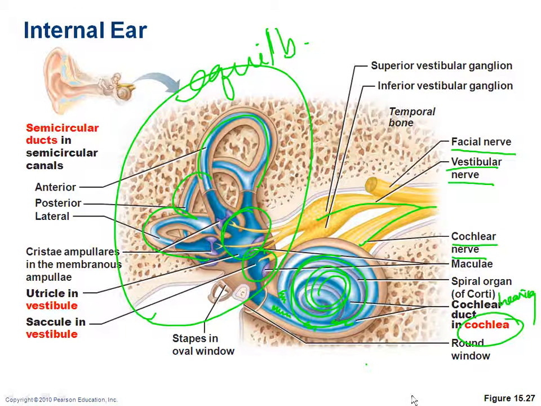So what are we probably going to be doing here? We're going to have to create some sort of action potential to travel along this nerve to be able to get to the brain in order for your brain to register that you've heard something.